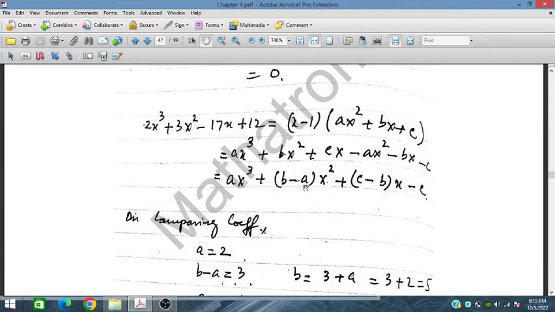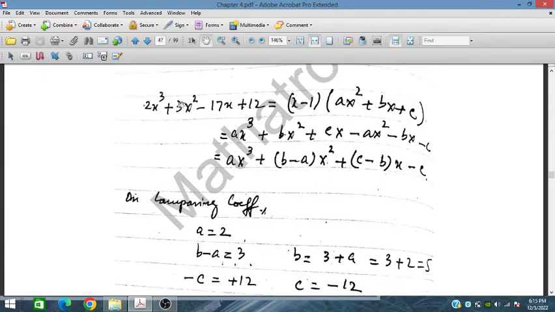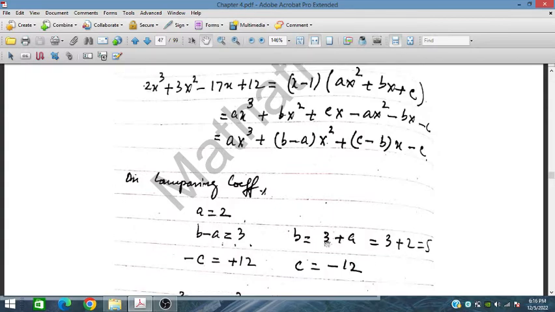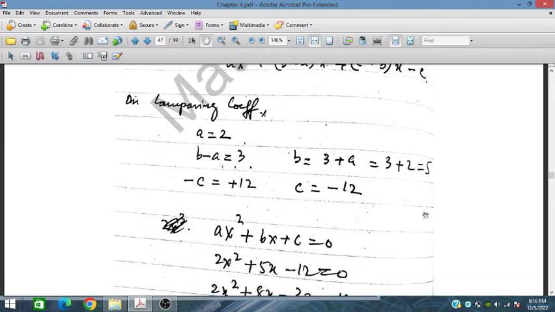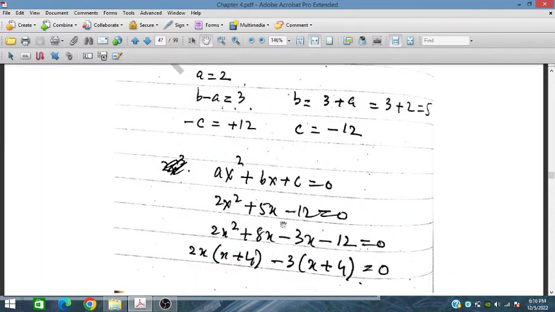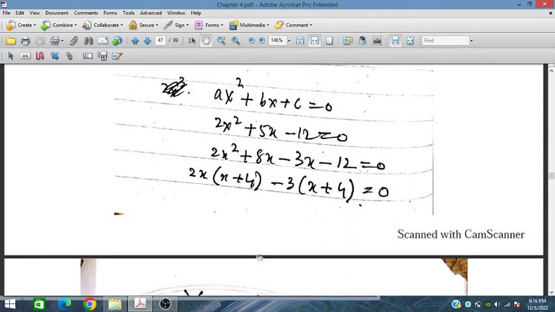So b minus a is equal to 3, and a is 2. By placing a is equal to 2, b is equal to 5, so b is obtained as 5. Now we can place this 2, 5 and minus 12, and now we have to factorize it, and by factorization we have obtained these results.